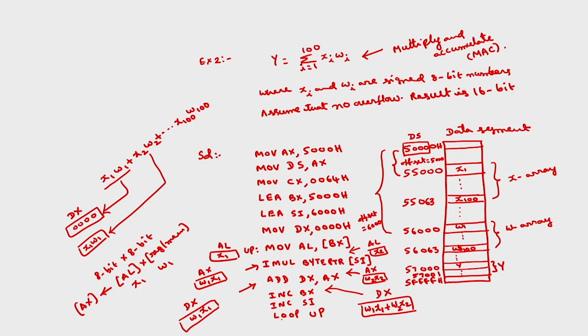Once it comes out of the loop, the result is there in DX. We have to store this DX into memory. For that, you can write LEA BP, you have the base pointer, with the offset where we have to store the result. From here to here, the offset is 7000.